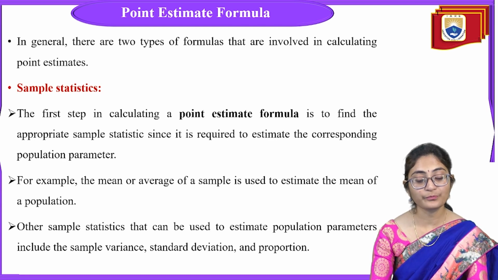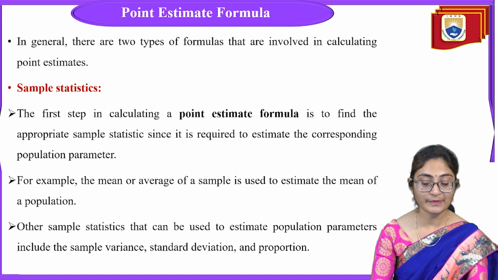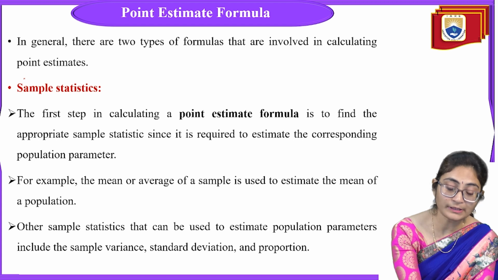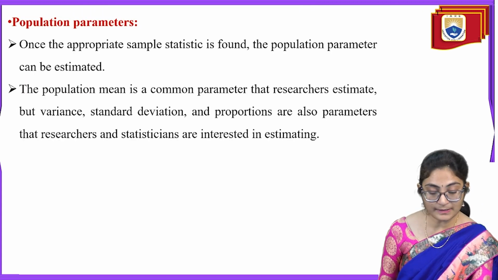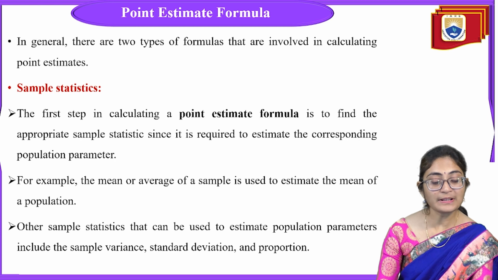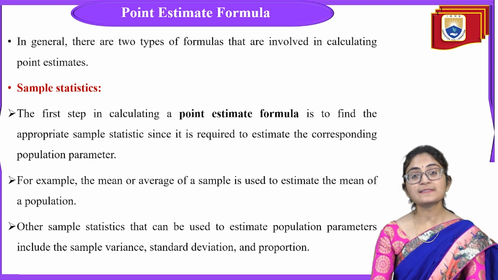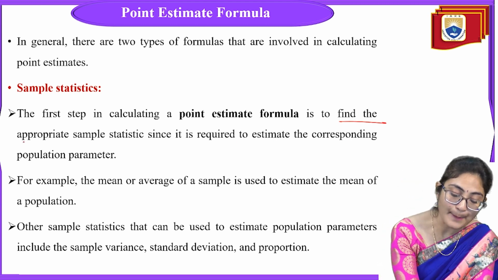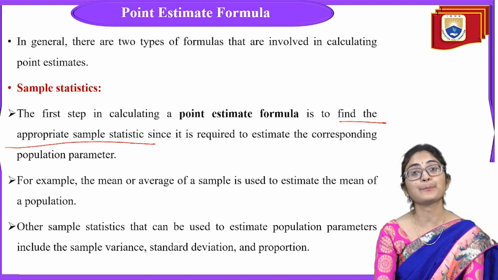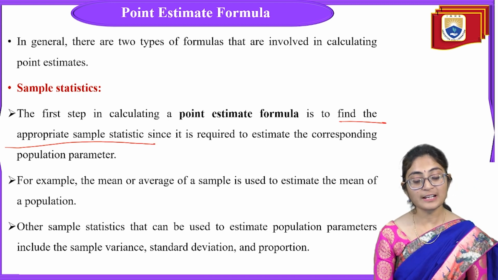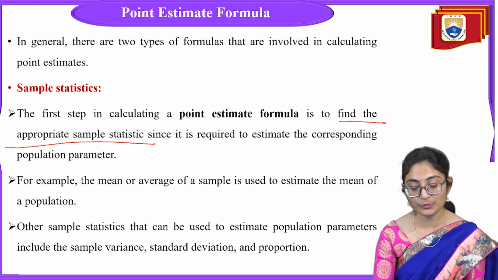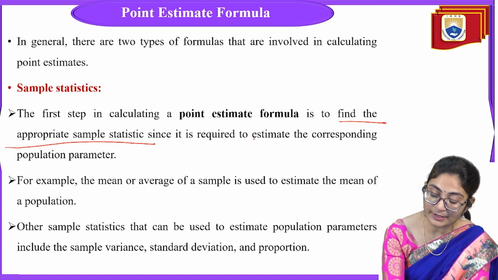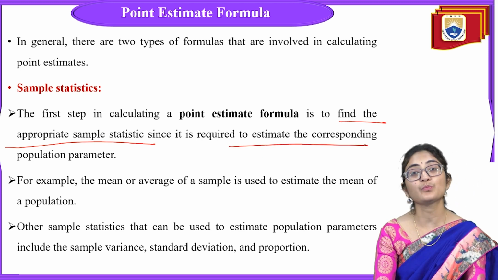So here, first we will see the point estimate formula. There are two types of formulas involved in point estimates. First is the sample statistic. The first step in calculating the point estimate formula is to find the appropriate sample statistic, since it is required to estimate the corresponding population parameter.